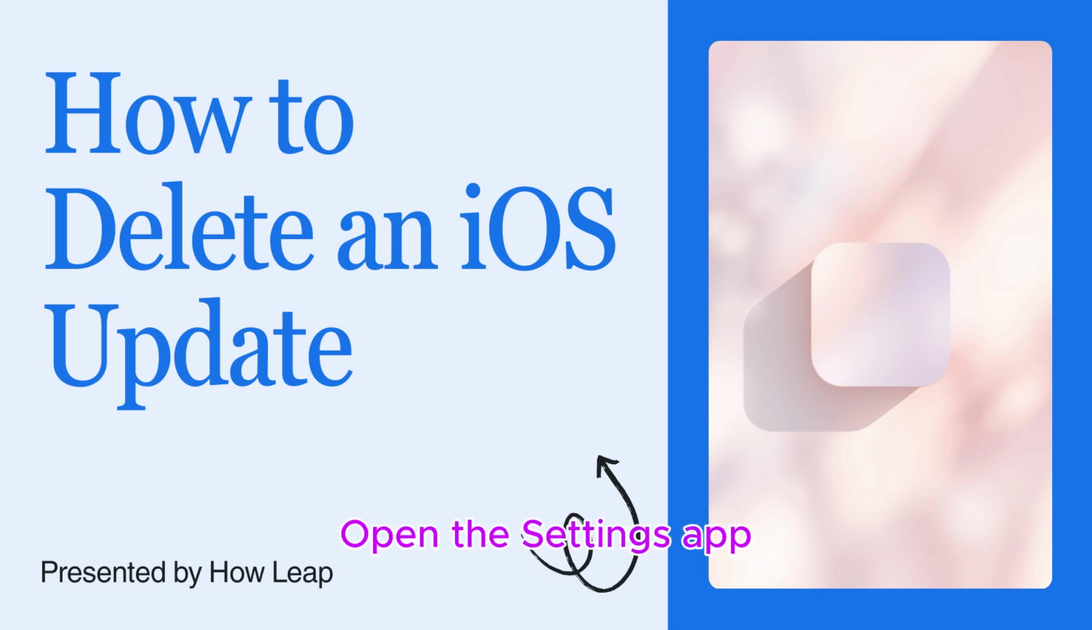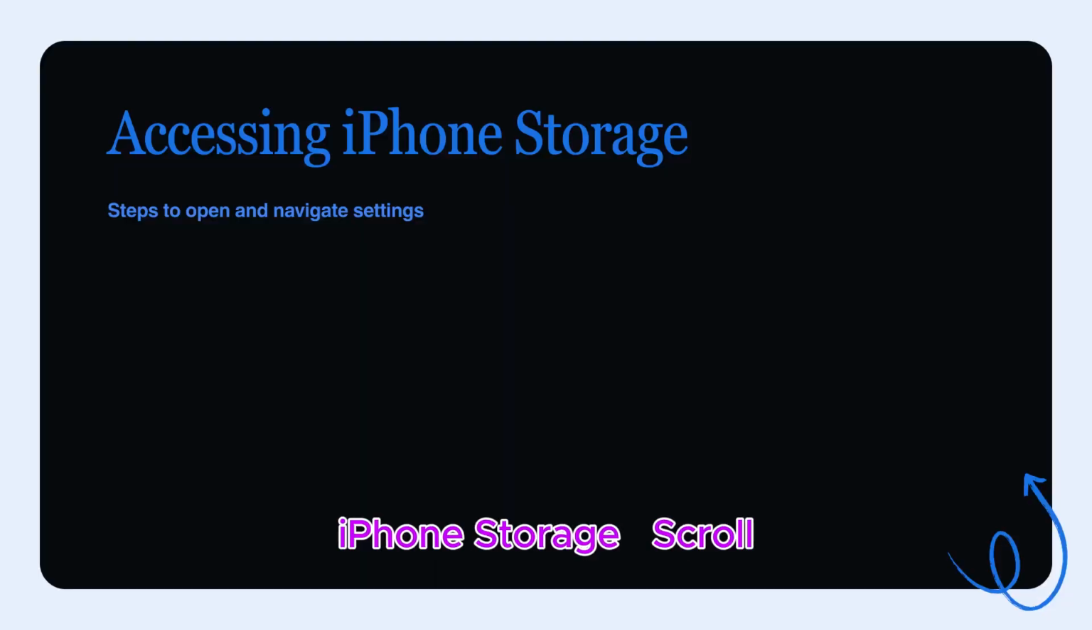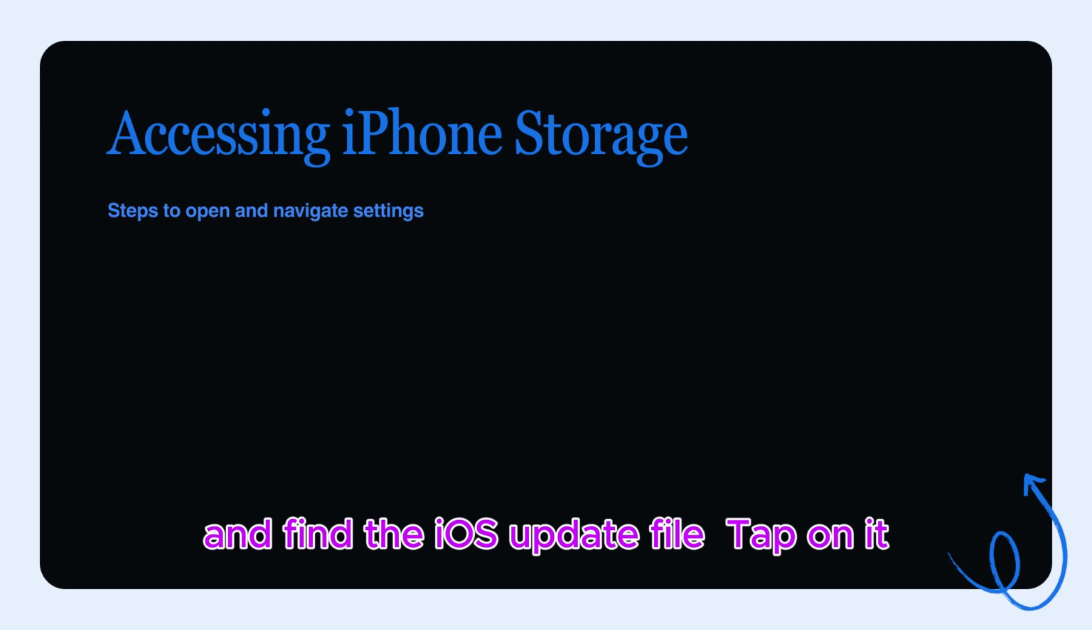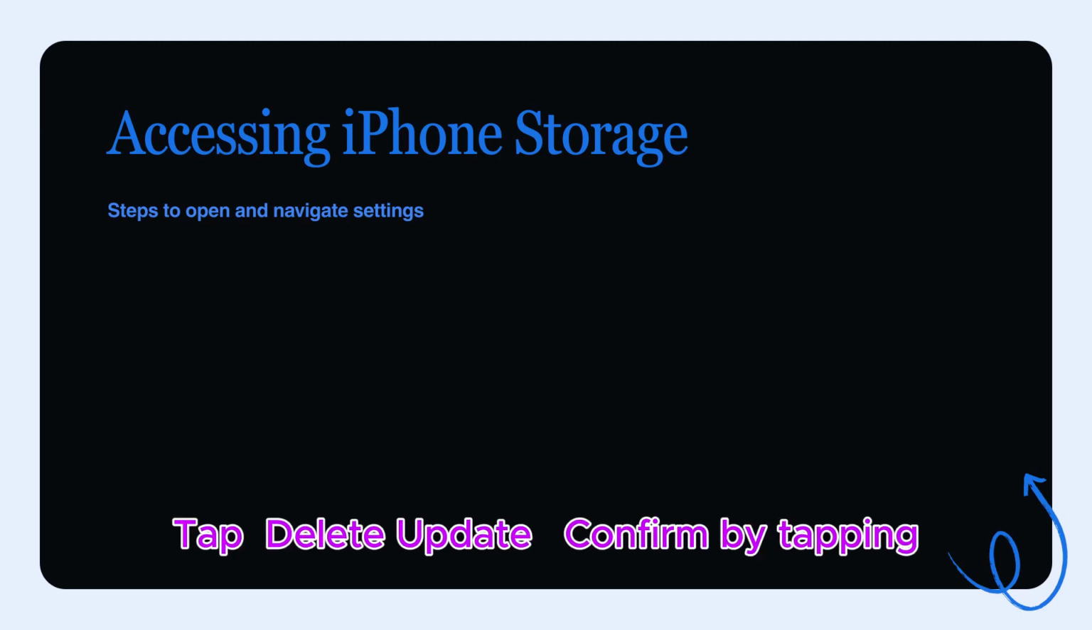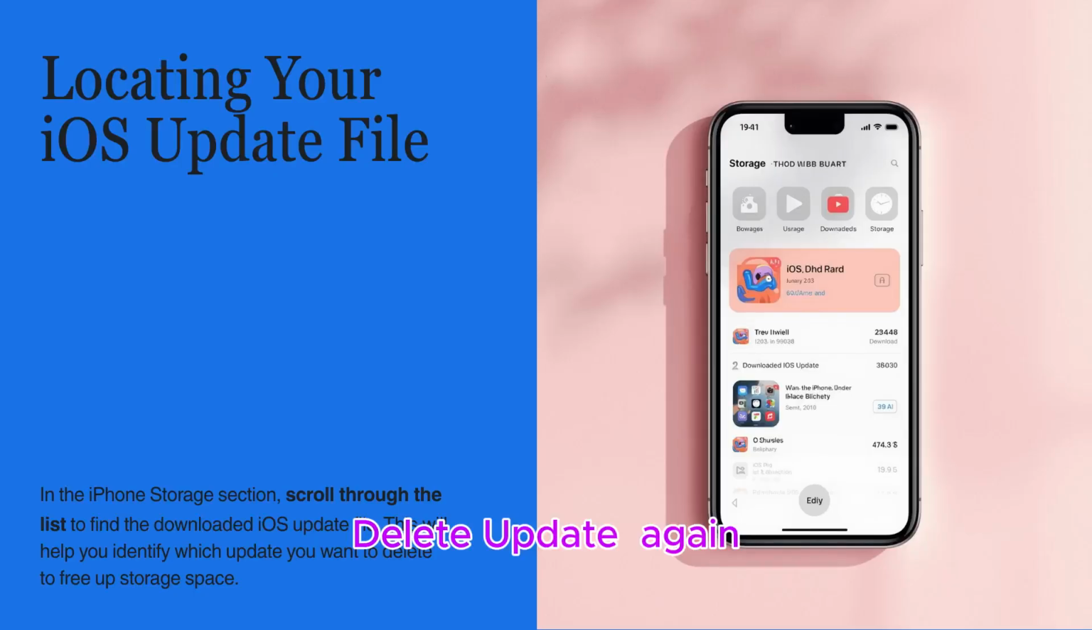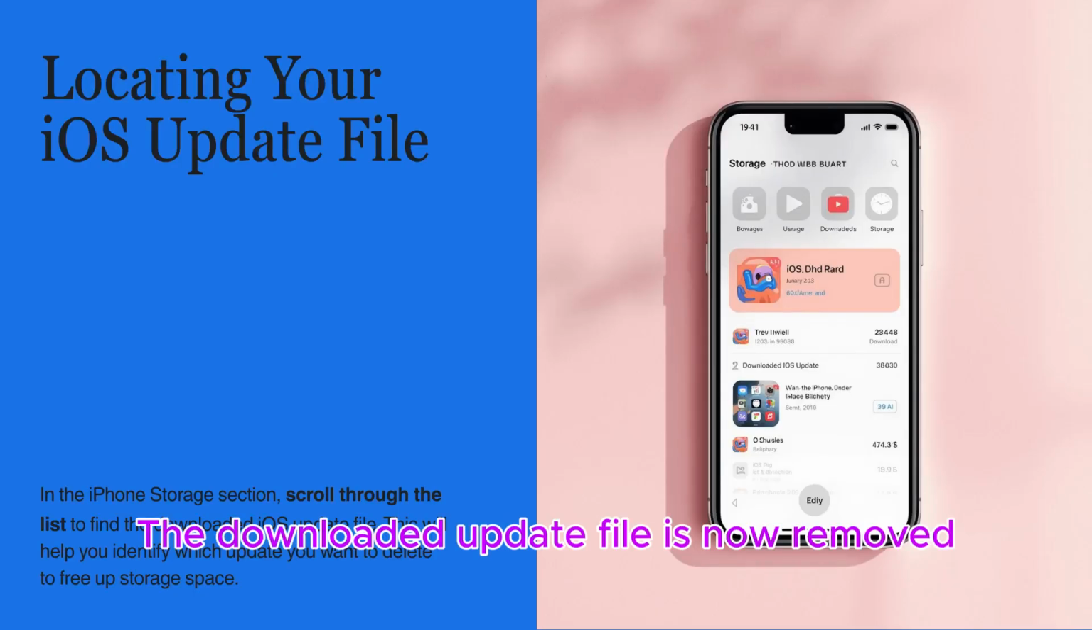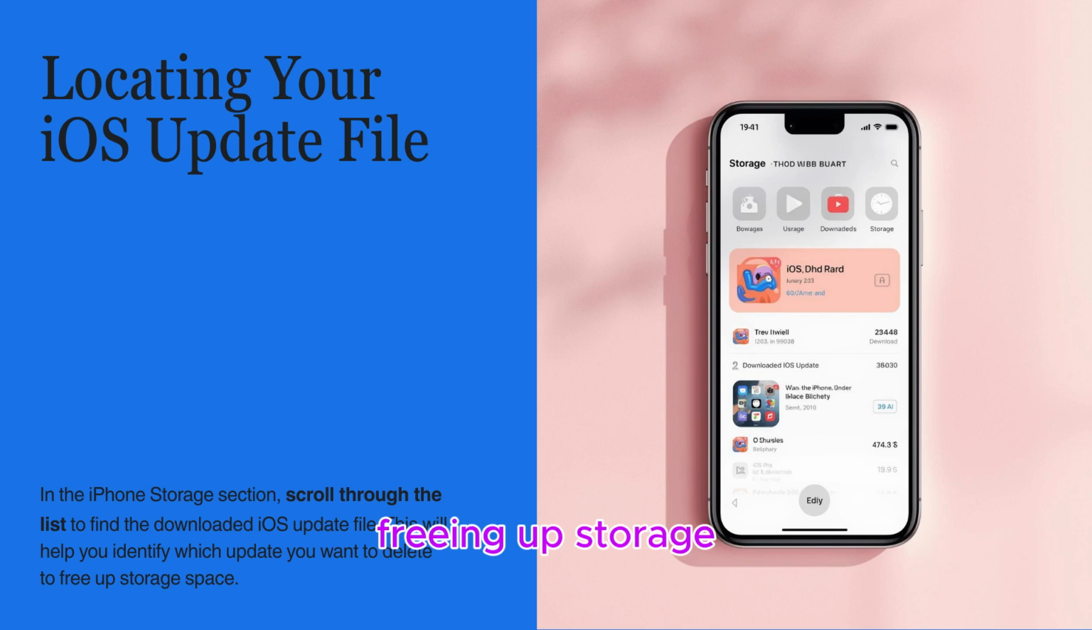Open the Settings app, tap General, tap iPhone Storage, scroll and find the iOS update file. Tap on it, tap Delete Update, confirm by tapping Delete Update again. The downloaded update file is now removed, freeing up storage.